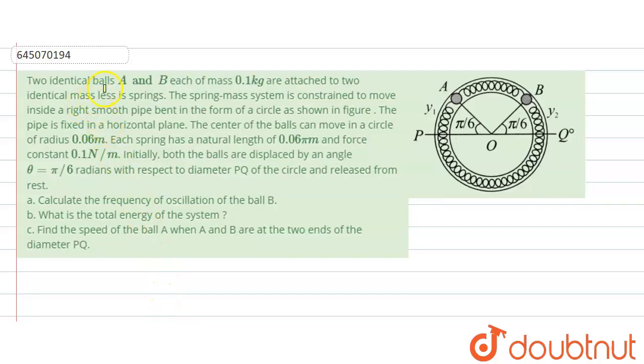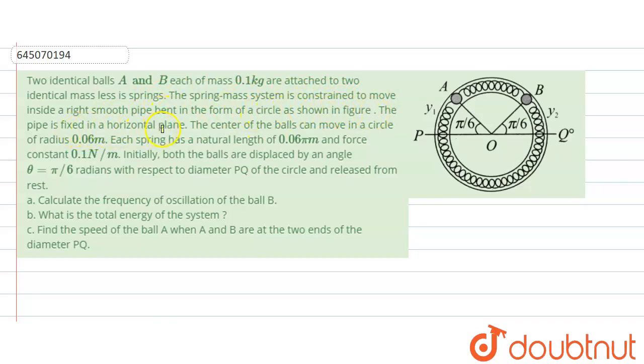Hello everyone, let us start with our question. In this question, there are two identical balls A and B, each of mass 0.1 kg, and they are attached to identical massless springs. Now the spring mass system is constrained to move inside a smooth pipe bent in the form of a circle as shown in the figure.